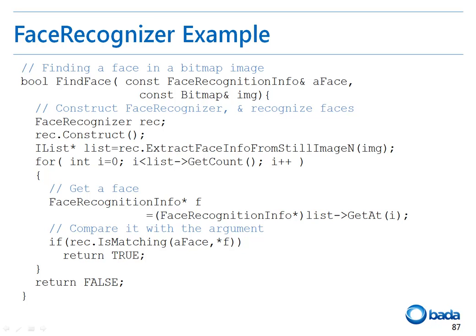Get the pointer of each of them and call the isMatching function of the face recognizer, passing the pre-known face information and this pointer. Then the isMatching function returns true if the faces are the same, or false if not. Therefore, you can identify whether the desired face is in the image.